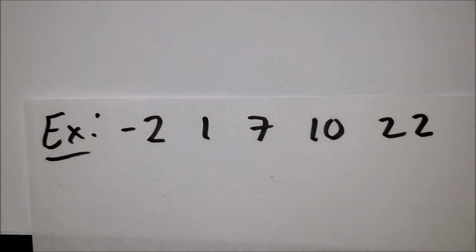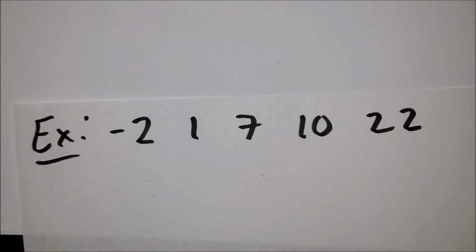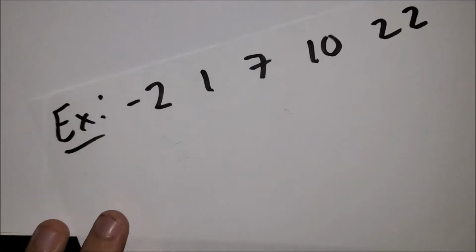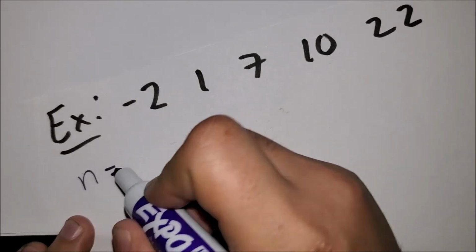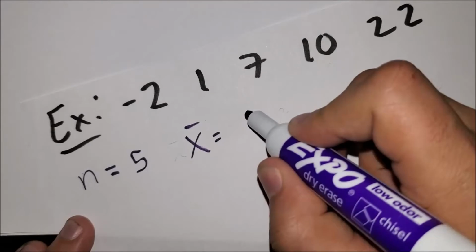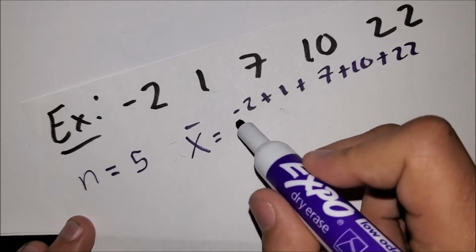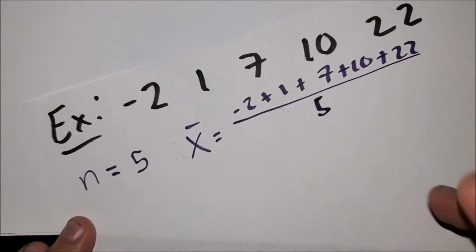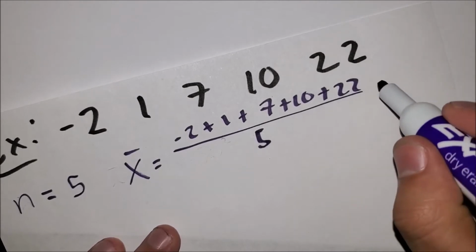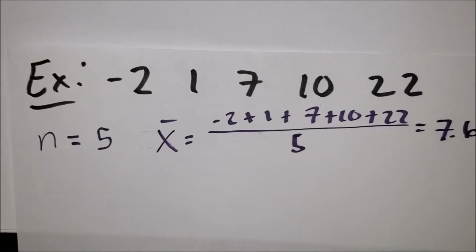So let's look at an example. Here I've got a data set. Numbers are -2, 1, 7, 10, and 22. The first thing that we need to do is calculate the mean. So first, n equals 1, 2, 3, 4, 5. So we have 5. X bar is going to be -2 plus 1 plus 7 plus 10 plus 22, and all of this is going to be divided by 5. This gives us the number 7.6. So our mean is actually 7.6.